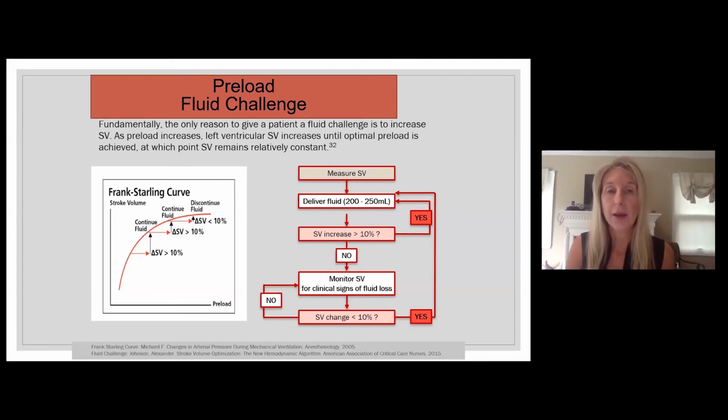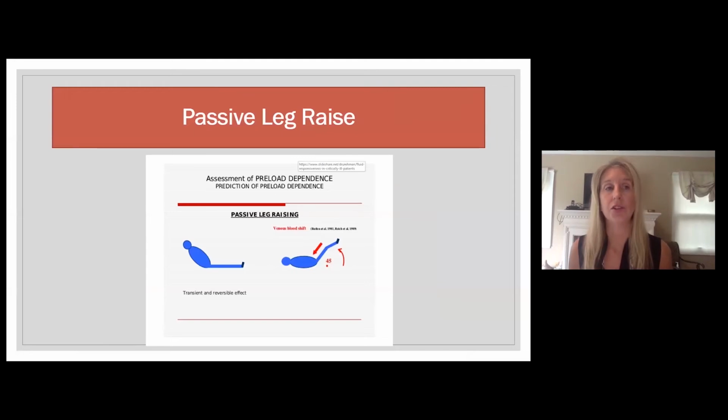If you're perhaps afraid to give a fluid challenge, we do have patient populations, let's say with heart failure. Maybe they have an ejection fraction of 10% or less. Perhaps your patient is end-stage renal disease and they just came back from dialysis where they pulled maybe 2 liters off. We're a little bit hesitant to give these patients fluid, but we can still determine whether they're fluid responsive and where they are on that Frank-Starling curve by doing a passive leg raise.